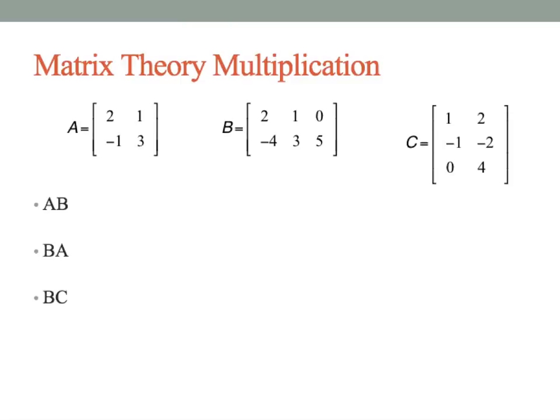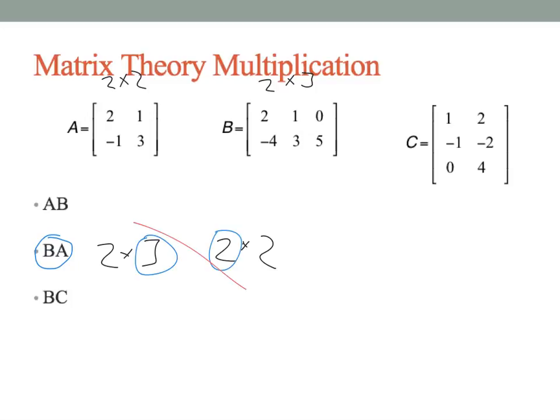Alright, starting fresh here. Now B times A, this is the one we're working with, B times A. So notice that we have, again, a 2 by 3, and we have a 2 by 2. So first of all, can this be done? So 2 by 3 and then a 2 by 2. Okay, now the inside numbers have to match, so 3 and 2. So this does not match, so this one is going to be called undefined.